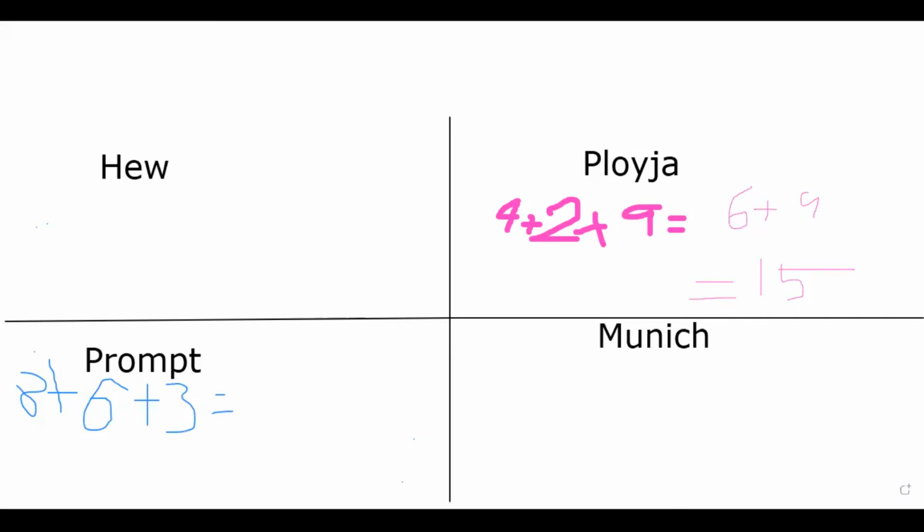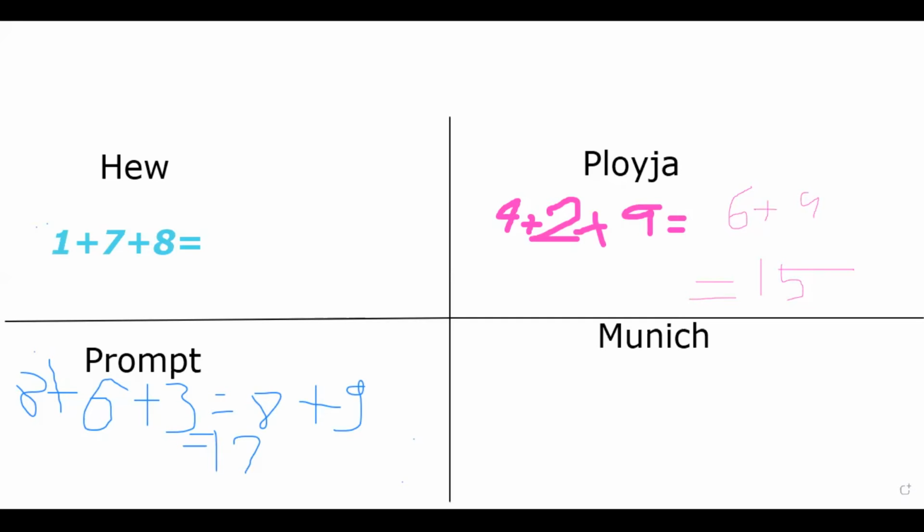Because if you will just say it, no, it's not valid. How did you do it? You have to show it. You have to show it. Munich, you have to do number 5, Munich.